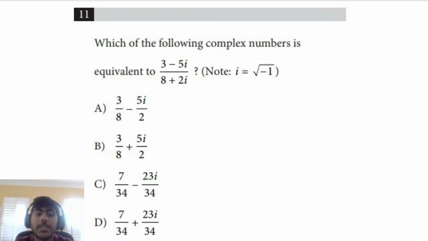Hello and welcome. Today we're going to continue reviewing SAT Practice Test 2, the Math No Calculator section. We had many videos before this on the other portions of this section and the calculator section, but today we're going to be reviewing questions 11 to 15.